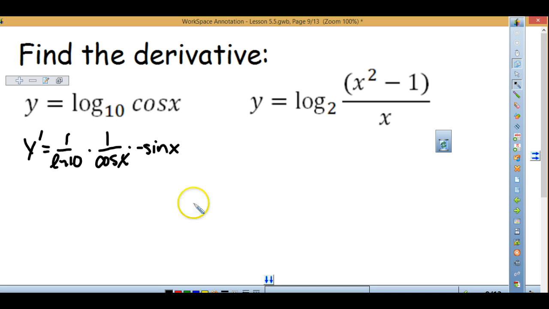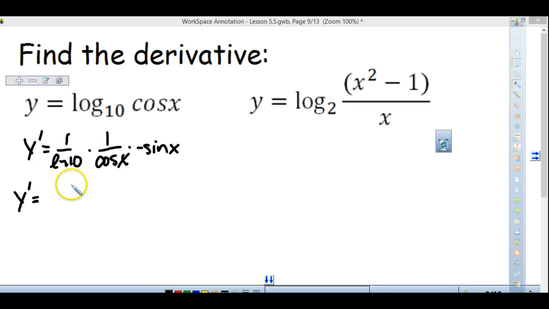You're certainly welcome to leave your answers like this. Simplifying is not important at this stage, but if you had wanted to clean it up a little bit, like if you were to see this on a multiple choice situation, sine over cosine is tangent, so you might end up seeing this as negative tangent divided by natural log 10. I'm certainly not required to rewrite that, but just so you're aware of alternative forms.